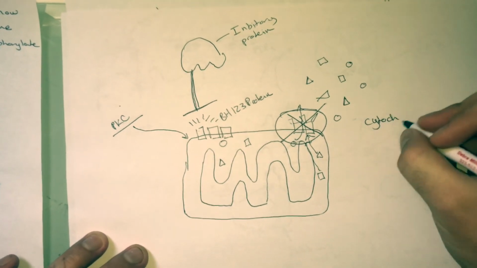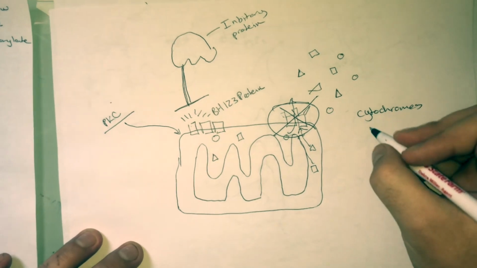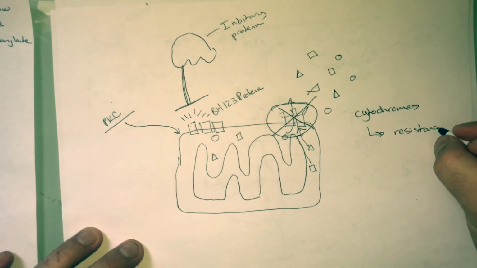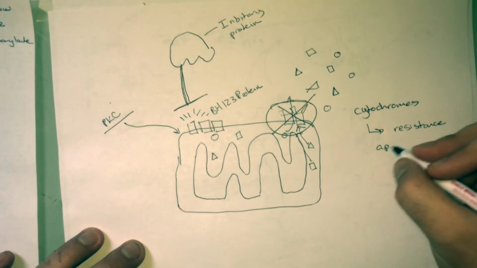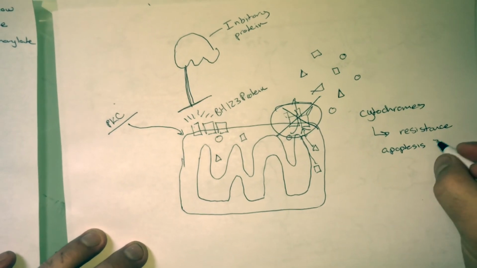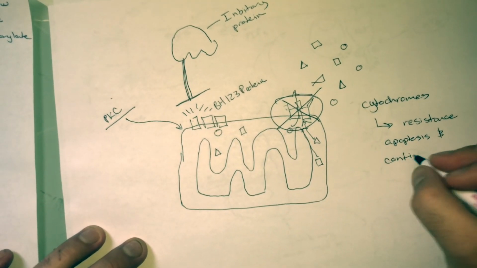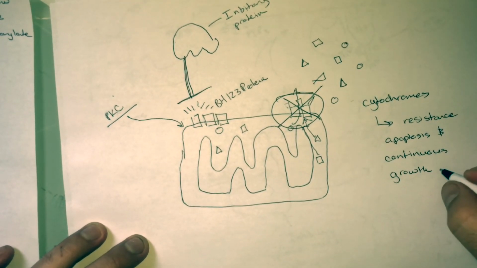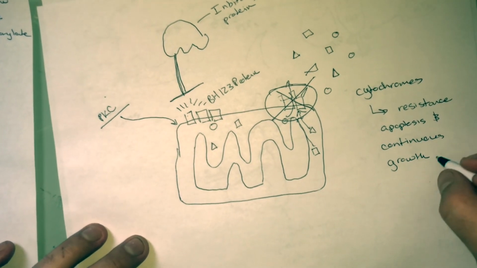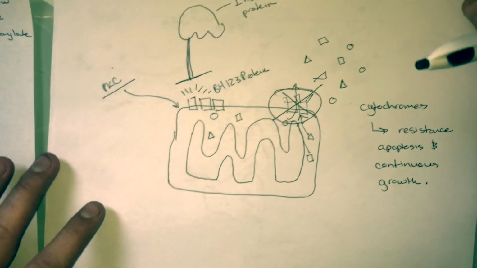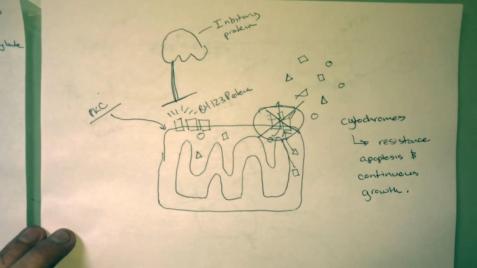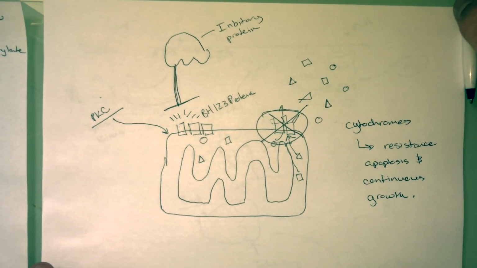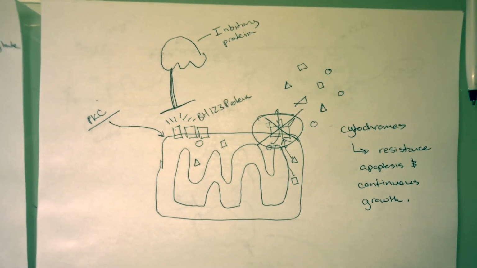So if cytochrome C is maintained from within, we will see a resistance to apoptosis and continuous growth. And these are some of the main reasons for why the cell with a mutant gene led to resistance to radiation to stop proliferation of cells that are undergoing tumors.